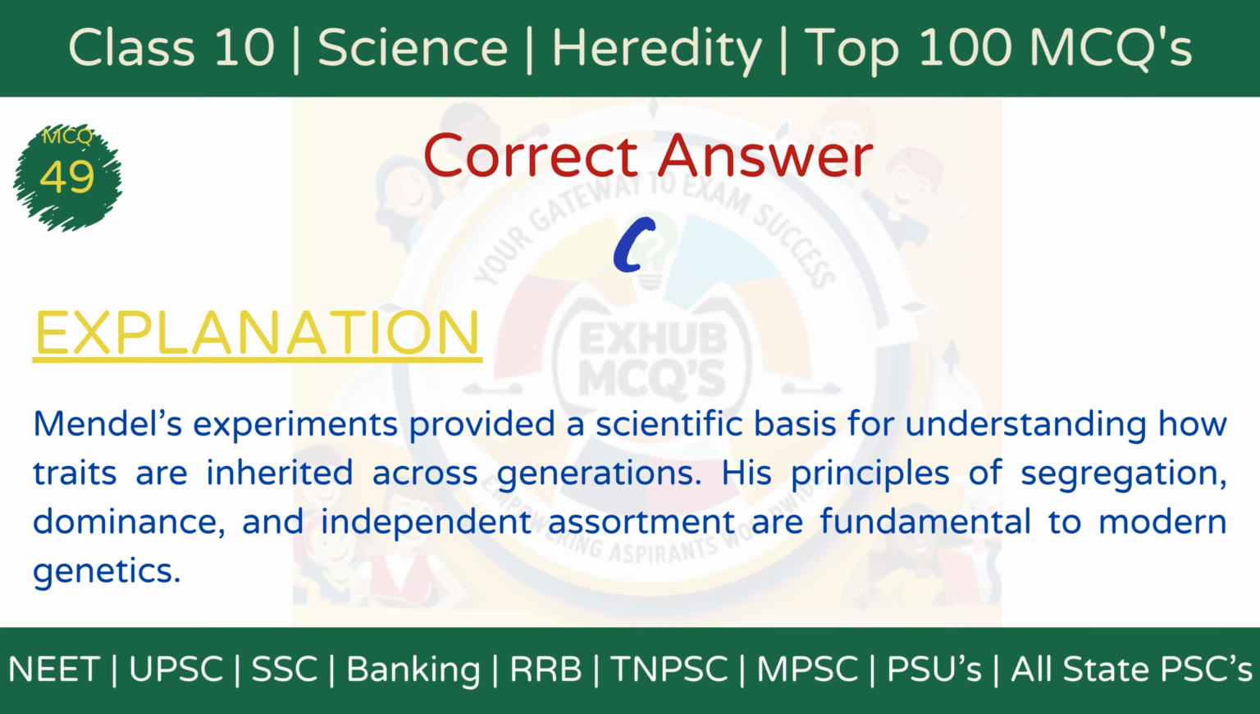The correct answer is option C, they established inheritance laws. Explanation: Mendel's experiments provided a scientific basis for understanding how traits are inherited across generations. His principles of segregation, dominance, and independent assortment are fundamental to modern genetics.